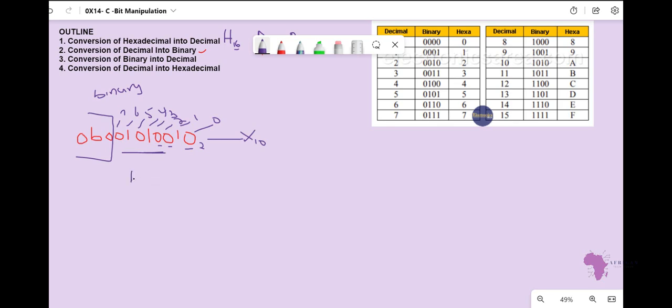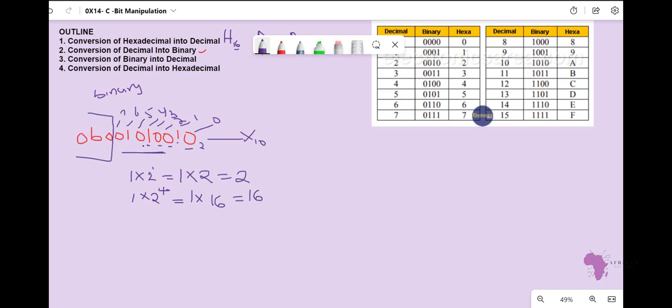I'll just say 1 multiplied by 2. Remember the base is 2, raised to the power of its position. This one is in position 1, so raised to 1, which is equivalent to saying 1 multiplied by 2, which will give us 2. Let's get the next one. This one is in position 0, 1, 2, 3, 4. It is in position 4. So 1 multiplied by 2 raised to 4, which is equal to 1 multiplied by 16, giving us 16.